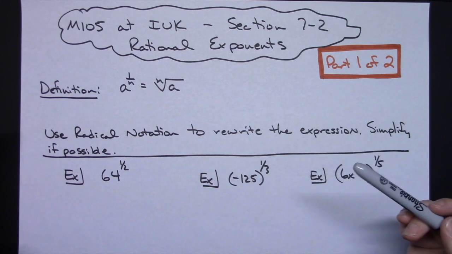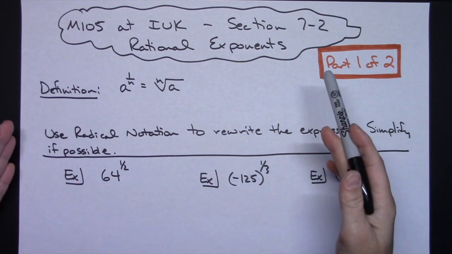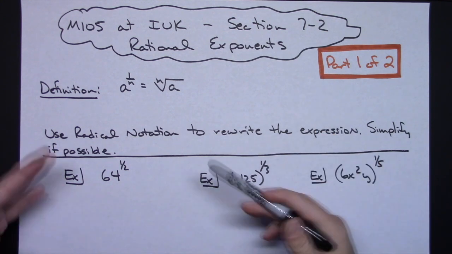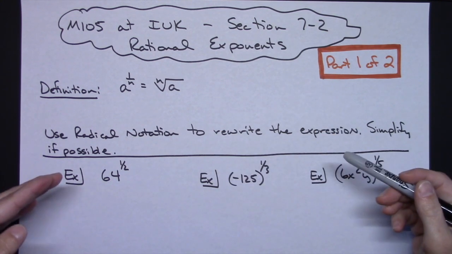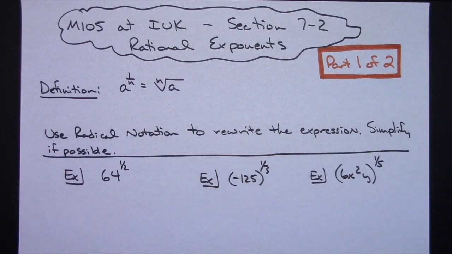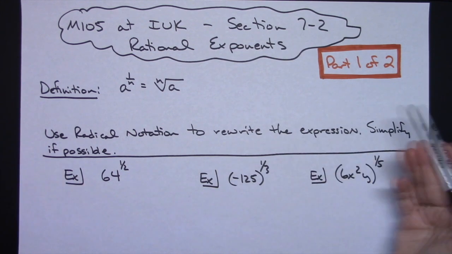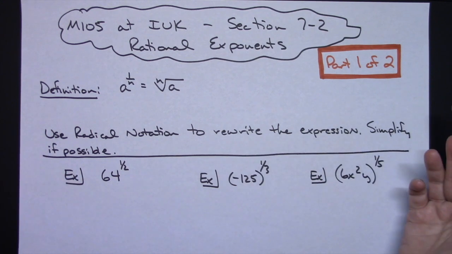In this video I'm going to go through the definitions or the rules that were in section 7-2 with some examples after each definition, and then in the second video just simply work out several different examples where you're putting all of these different rules and definitions into play.